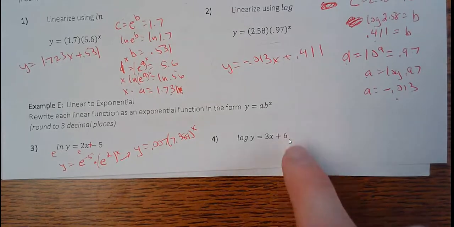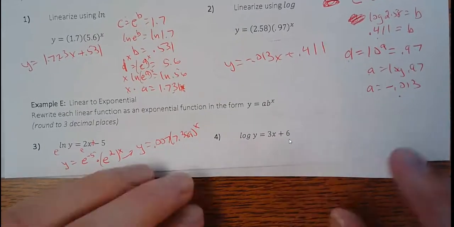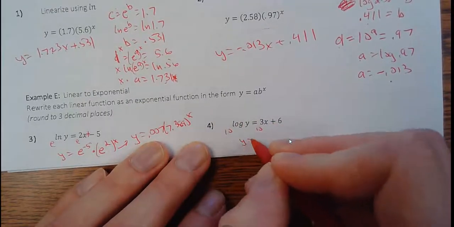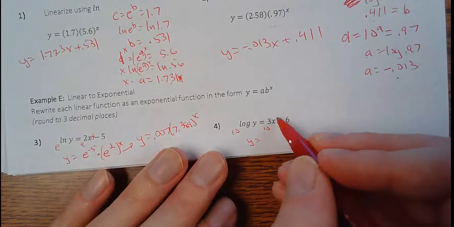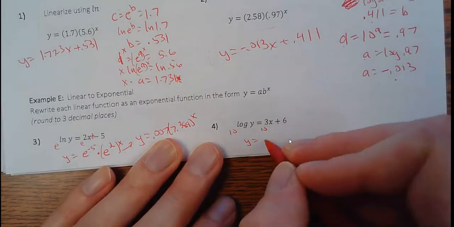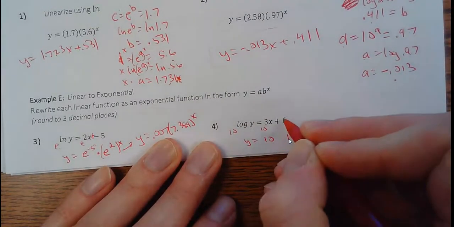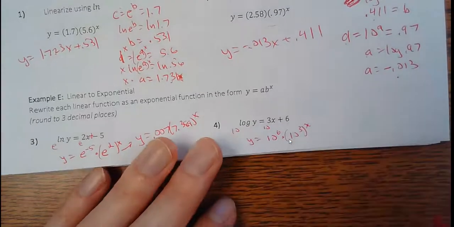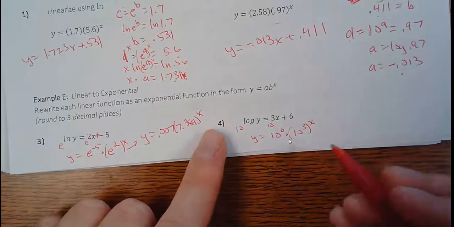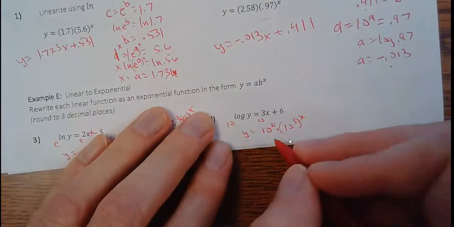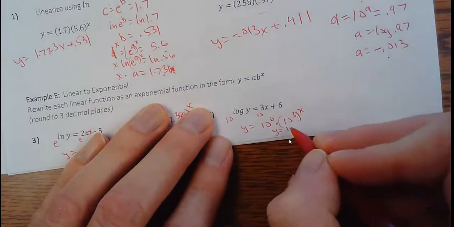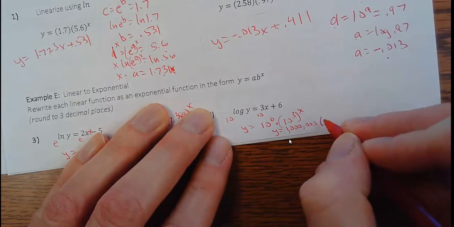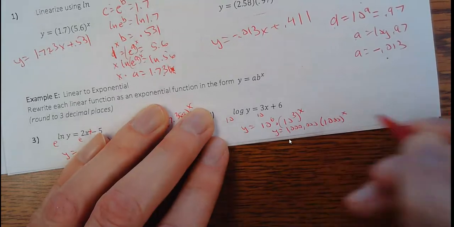Okay, same thing here, I want to get y by itself, so the base is 10, so take 10 to both sides. Since we're multiplying these, I can write two different bases. I'm going to put the 6 first and then put 3 to the x power because I need an x as a power. So this is going to be a huge number. So y equals 1 followed by 6 zeros, which is 1,000,000, times 1,000 to the x power.